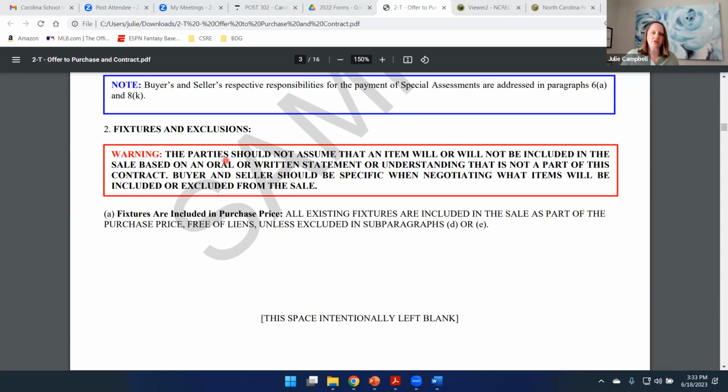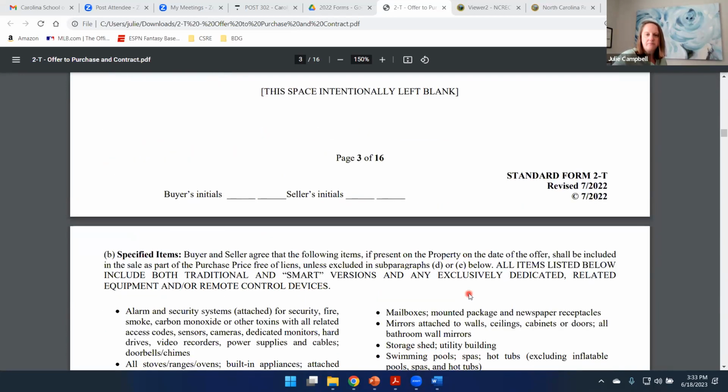Fixtures are included in the purchase price as part of the sale, free of liens unless excluded below. So fixtures are included, they convey, and unless excluded, they'll be part of the purchase price.